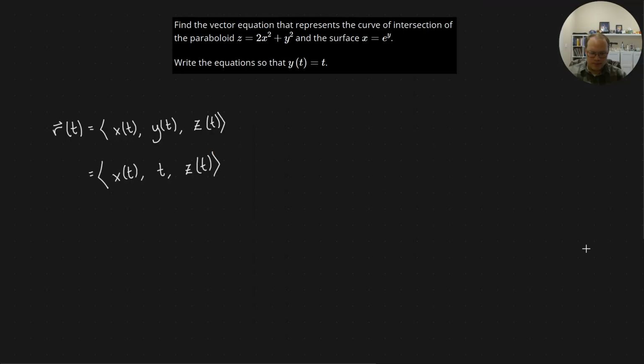So how do we do that? Well, we approach this very similar to how we approach some of the 2D problems. We know that y of t equals t. That's a given.